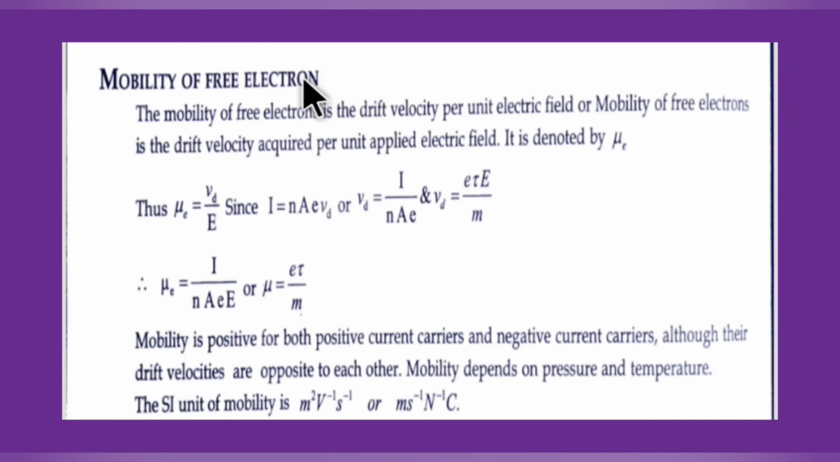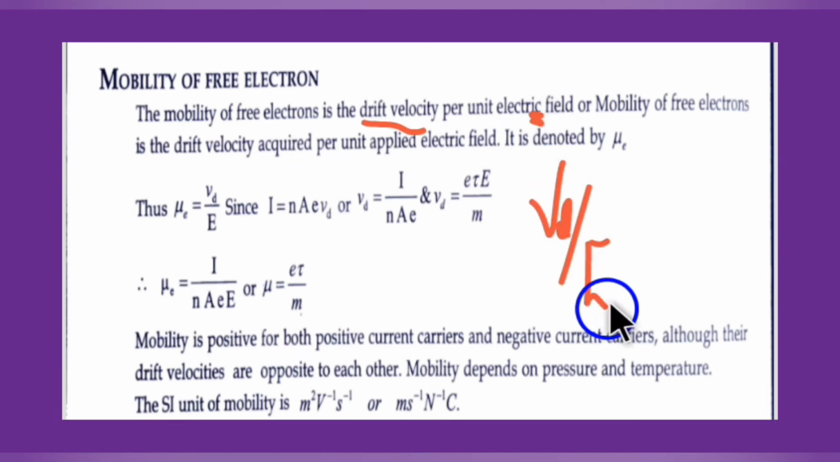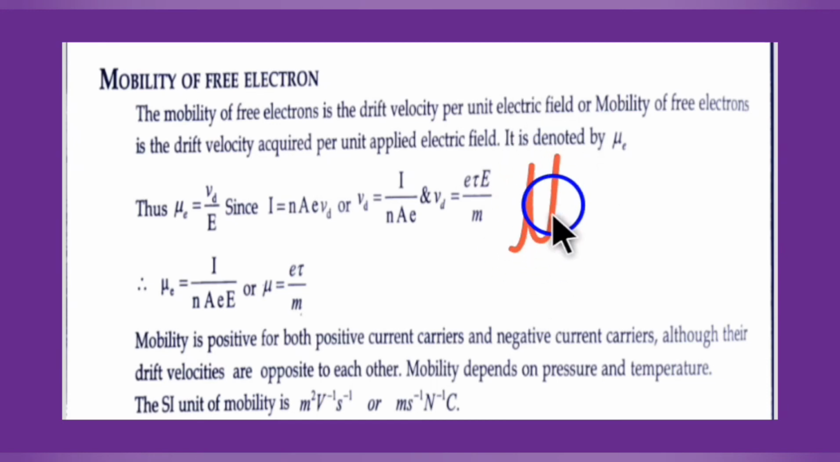Next, moving to a small concept, that is the mobility of free electron. What is mobility? The mobility of a free electron is the drift velocity per unit electric field. That is, the drift velocity Vd per unit electric field E. Or you can also define it as the drift velocity acquired per unit applied electric field. Mobility of electron is represented by mu E, or simply you can call it mobility also. The expression is mobility of electron equals drift velocity Vd divided by E.